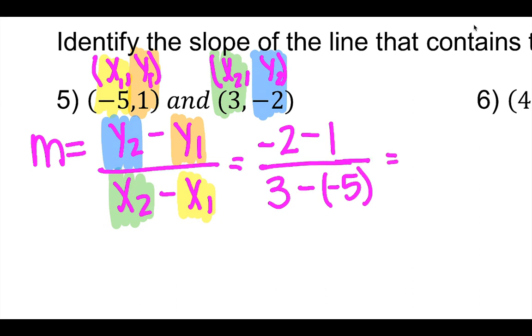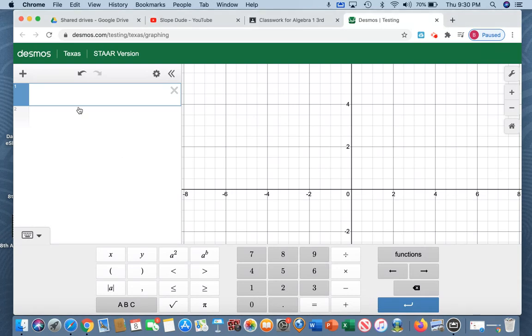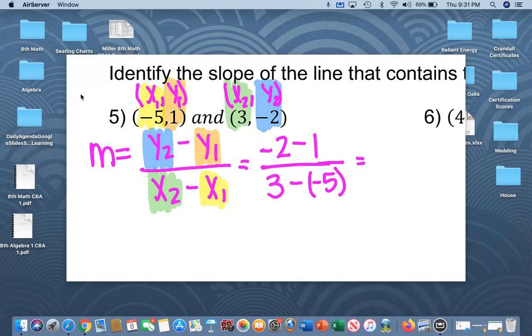And you can work it out, or if you want to plug it in Desmos, you can plug it in. Let's hide that. Negative 2. And I'd go ahead and do the fraction button just to get the fraction going. Let's change this to negative 2 minus 1 over 3 minus parentheses negative 5. I get this, and again, let's change it into a fraction because you're going to want that for slope. So negative 3/8. And that's what I've gotten because negative 2 minus 1 is negative 3. 3 minus a negative is really 3 plus 5, which is 8, negative 3/8. So again, Desmos or not.